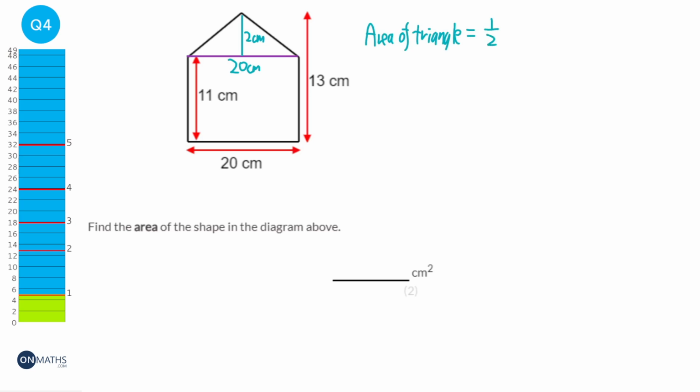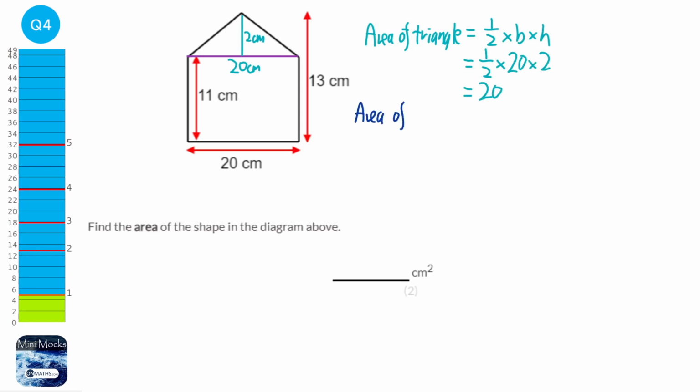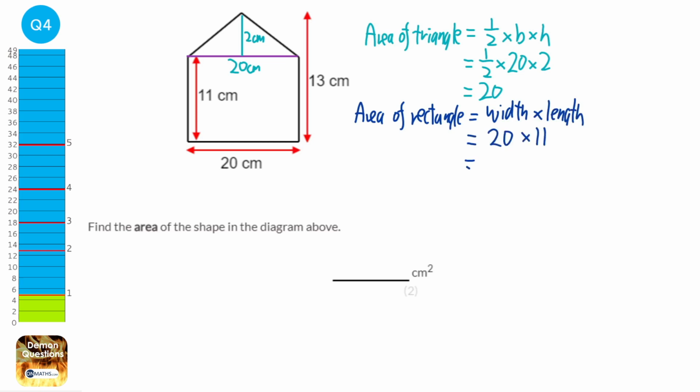Which is going to be half times base times height. Half times the base, which is 20, times the height, which is 2, will just give us 20. Now let's work out the area of the rectangle. And that's just going to be the width times the length. Width is 20, the length is 11, so that would be 220.